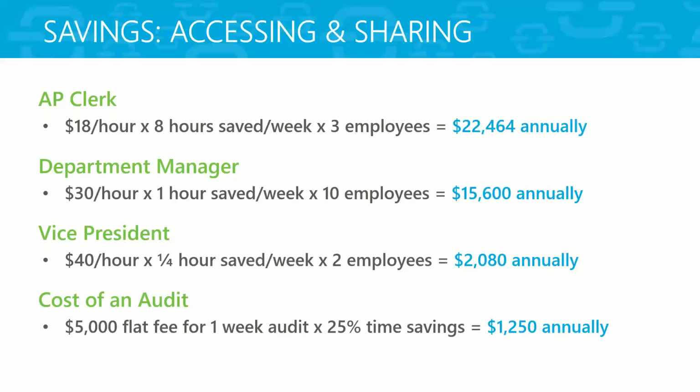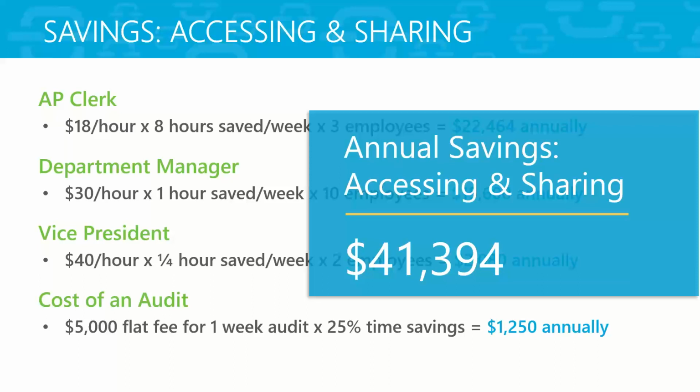If you go down each of the departments, what we've tried to do is estimate how much time they are actually saving. The vice president obviously is not looking up documents as much as the AP clerk, so that person has a lower amount of time. For the cost of an audit, we look at a flat fee for a 1-week audit and 25% time savings. I have a customer who said, Tony, you should lead with the auditing savings, because that saved me about 50 hours on my audit bill that I didn't need the person out here. So you start to think about different ways DocLink can help save. If we add all those up, you're talking about an annual savings of $41,000.